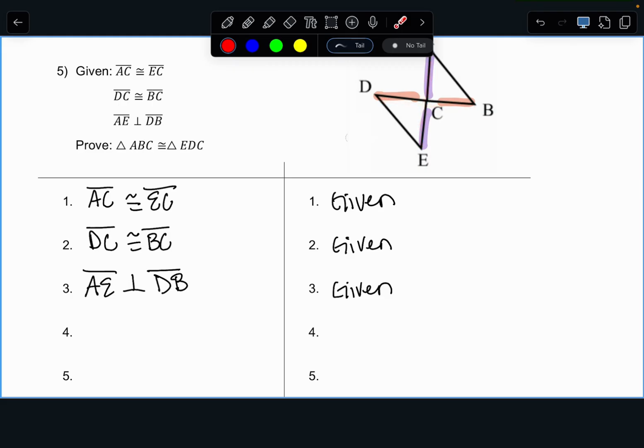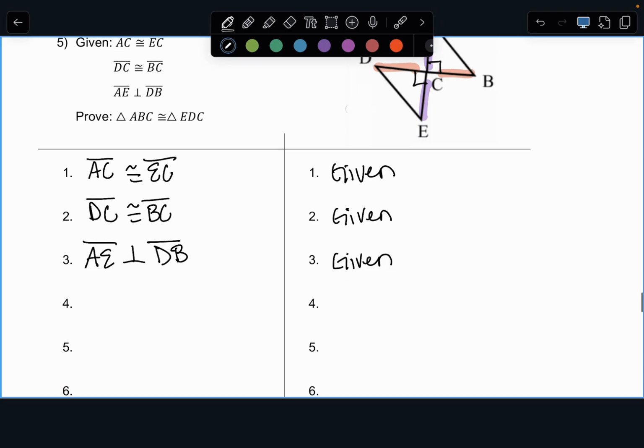What do we know about perpendicular lines? Not necessarily. Perpendicular lines, we need an angle. What kind of angles do perpendicular lines make? Right angles. So I know that these 2 angles are a right angle, which also means they're congruent. Okay? We just can't say all of that in one step. We have to take it piece by piece.